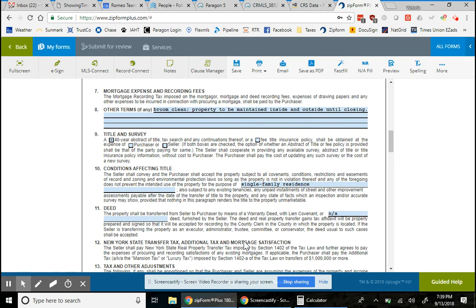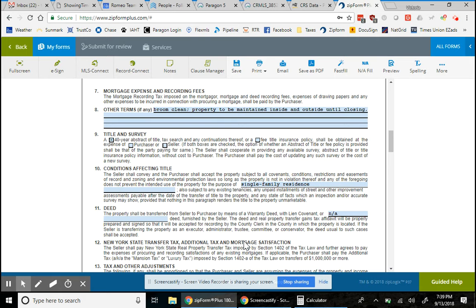Page 2, paragraph 7, mortgage expense and recording fees. This is just stating in writing that you understand that when you apply for a loan, there's certain mortgage expenses and recording fees. Basically, you have closing costs. Your loan officer has already estimated those closing costs for you. This is just disclosing to you that you have them.